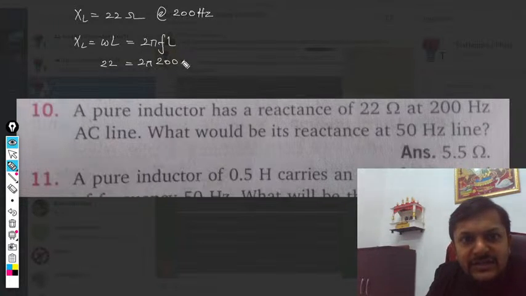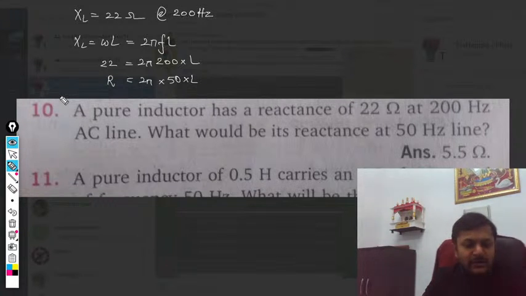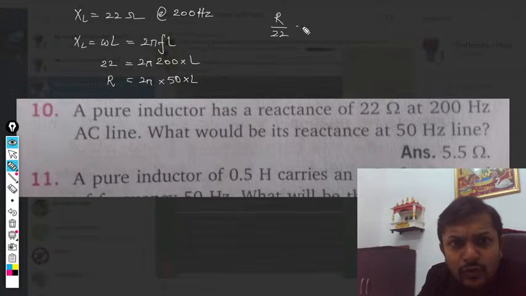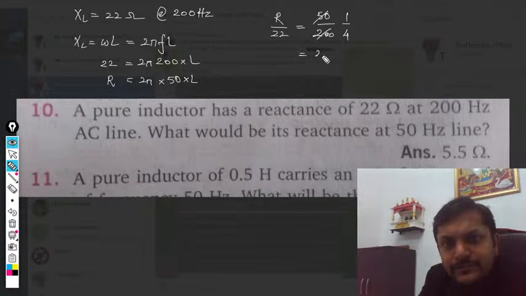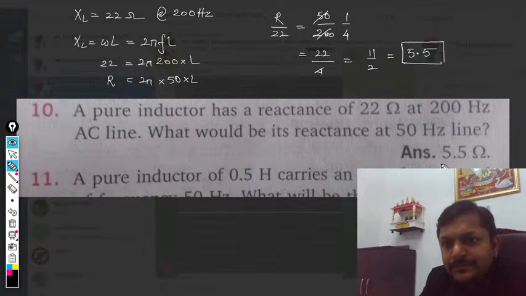It is given that it is 22 if the frequency is 200. From here I can find L, and he's saying that if the frequency is 50 Hertz, same inductor, what will be the reactance R? So this is what we need to find. So we will divide it. R divided by 22 should be equal to 50 divided by 200. So this will be 1 by 4, 22 by 4, 11 by 2, so it will become 5.5. So there it is, your answer: 5.5.